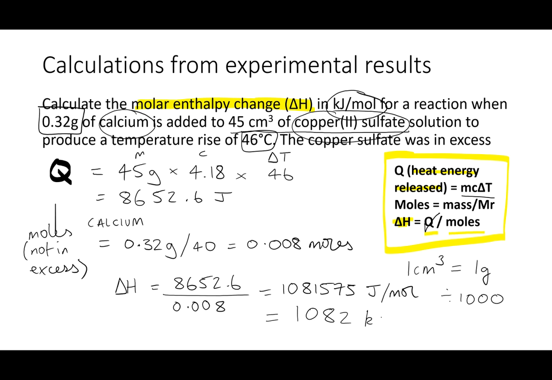1,082 kilojoules per mole. Last thing we need to do is to think, is this an exothermic or an endothermic reaction? You can see we've got a temperature rise, which tells me it's an exothermic reaction. So the value for delta H should be negative.